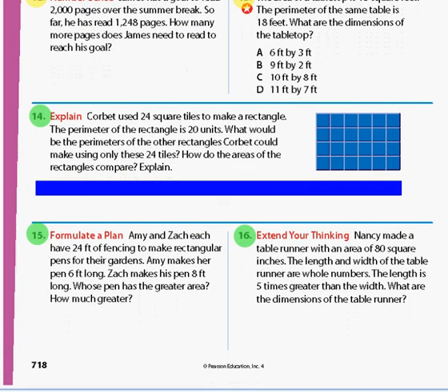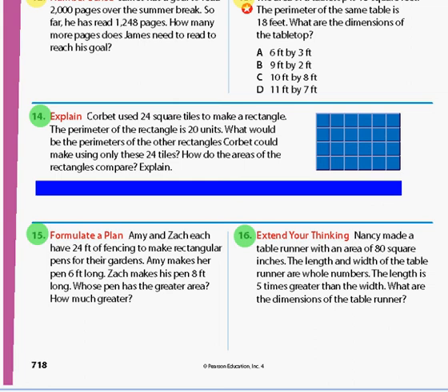Okay, problem number 14. Corbett used 24 square tiles to make a rectangle. The perimeter of the rectangle is 20 units. What would be the perimeter of the other rectangles Corbett could make using only these 24 tiles? How do the areas of the rectangles compare?